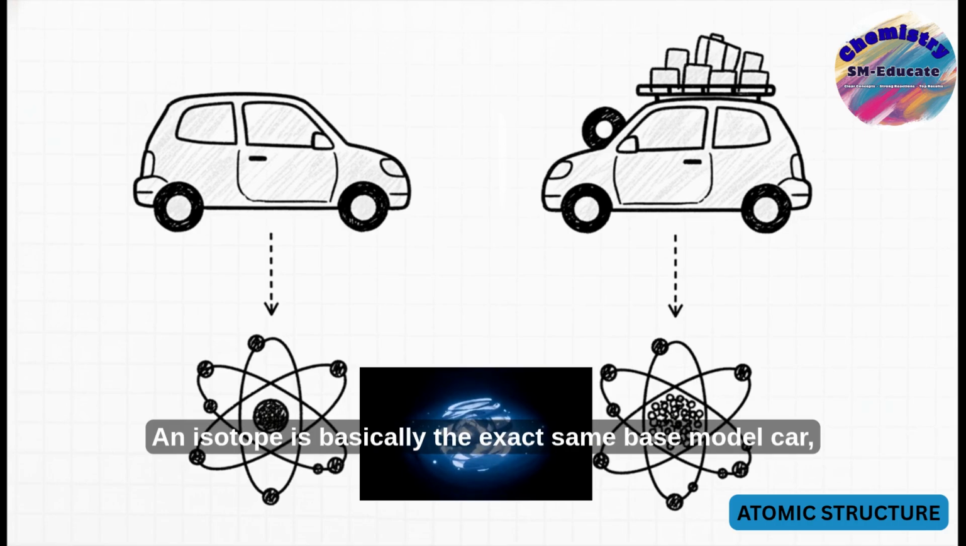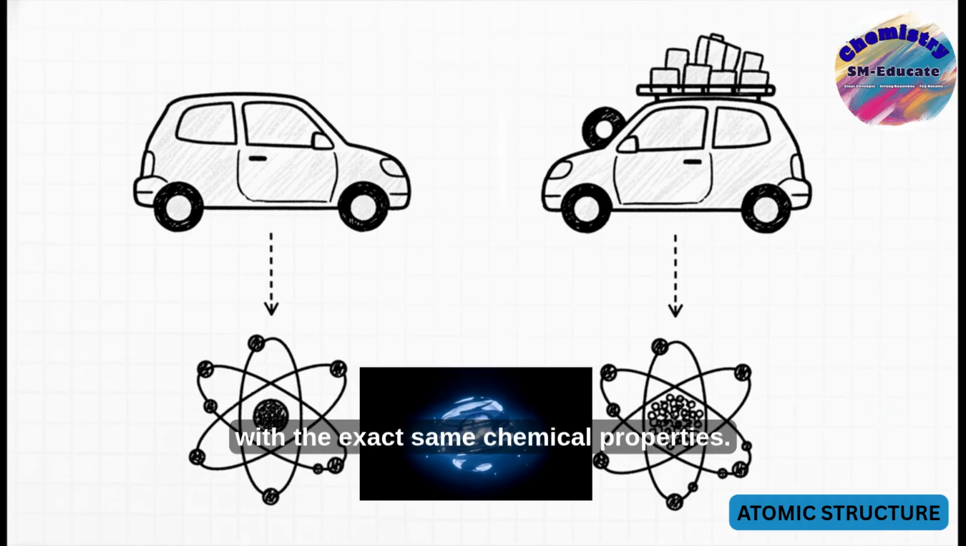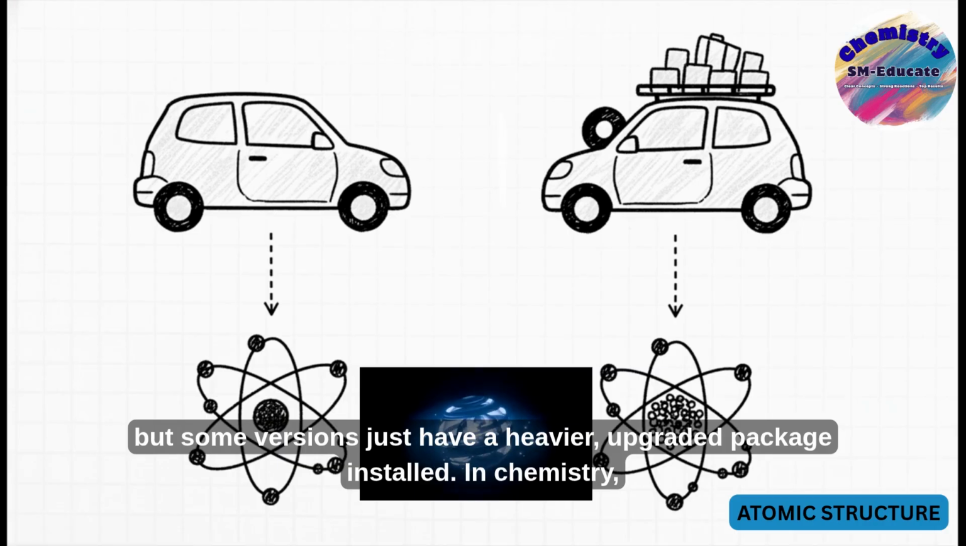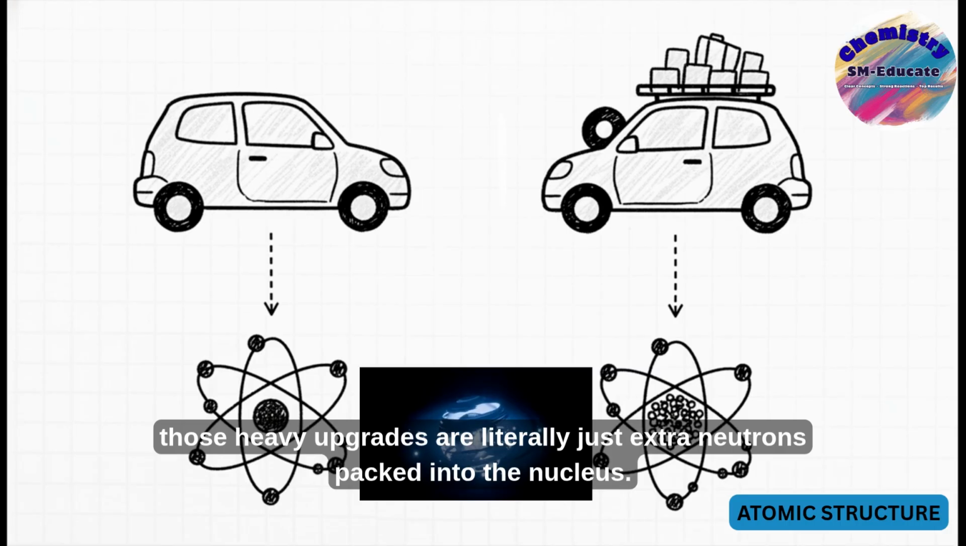Imagine you're buying a car. An isotope is basically the exact same base model car with the exact same chemical properties. It drives the same, it reacts the same, but some versions just have a heavier, upgraded package installed. In chemistry, those heavy upgrades are literally just extra neutrons packed into the nucleus.